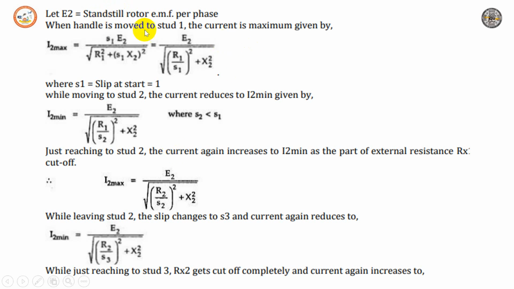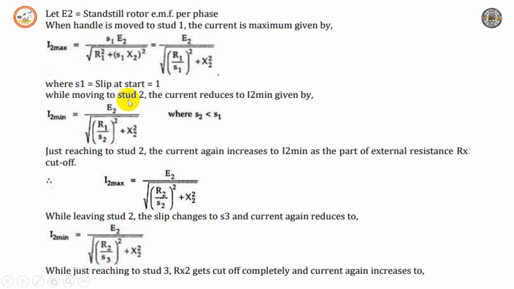As I said, E2 is the standstill rotor EMF per phase. When the handle is moved to stud 1, I2 maximum, from the general equation, is S1 E2 divided by the square root of R2 square plus (S1 X2) whole square. As we know, during normal conditions the slip keeps decreasing. At start the slip is 1, so let us say the slip is S1, and as the stud keeps moving and resistance is cut off, that means the rotor is running, the slip also starts decreasing. We will denote the slips as S2, S3 as it moves towards studs 2, 3, 4 till the end stud.